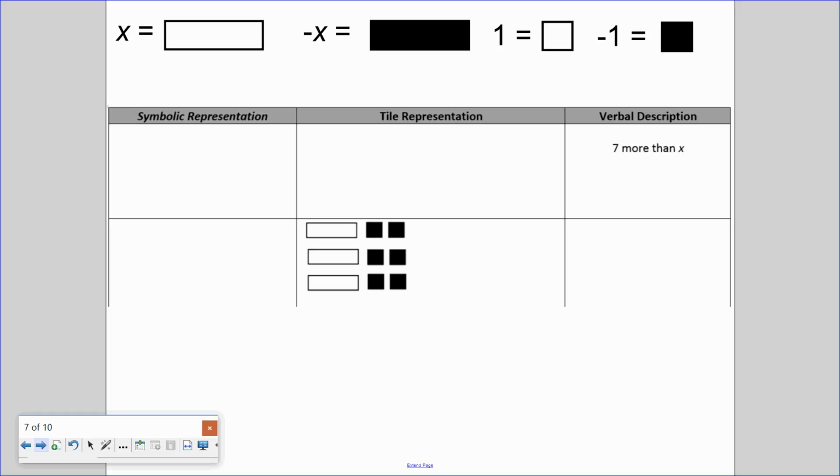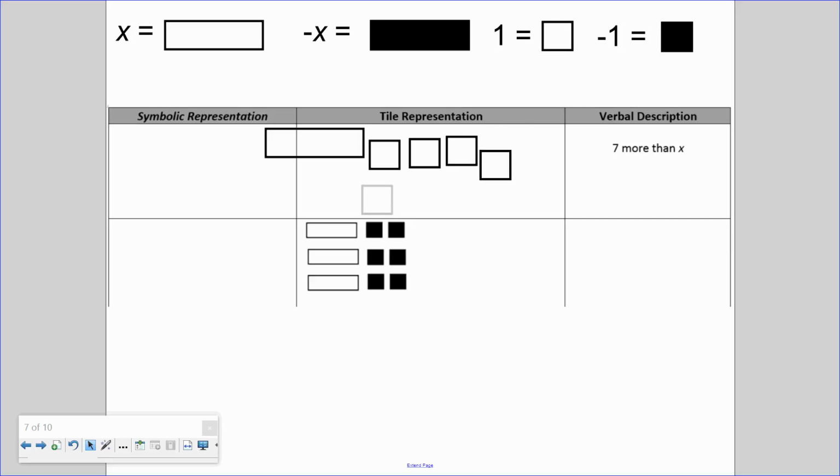Next one, 7 more than x. So we have an x. What's 7 more than that? So we have 1, 2, 3, 4, 5, 6, and 7. So 7 more than x. So I see an x and 7. More than means add.